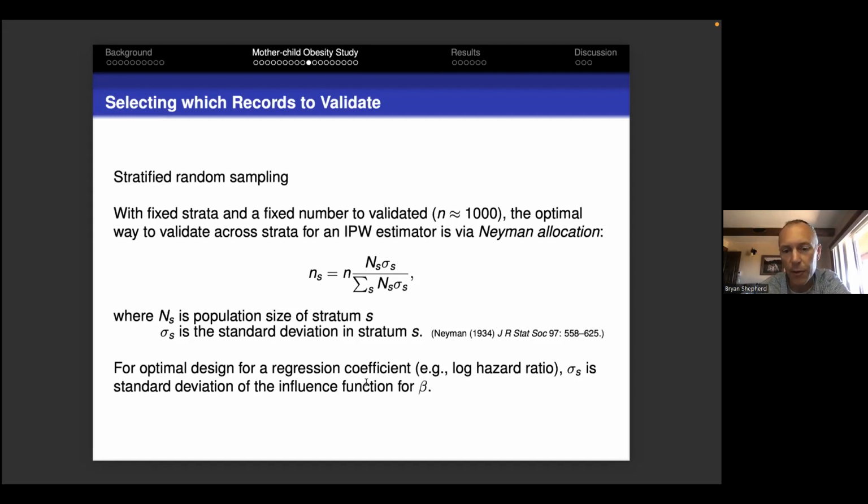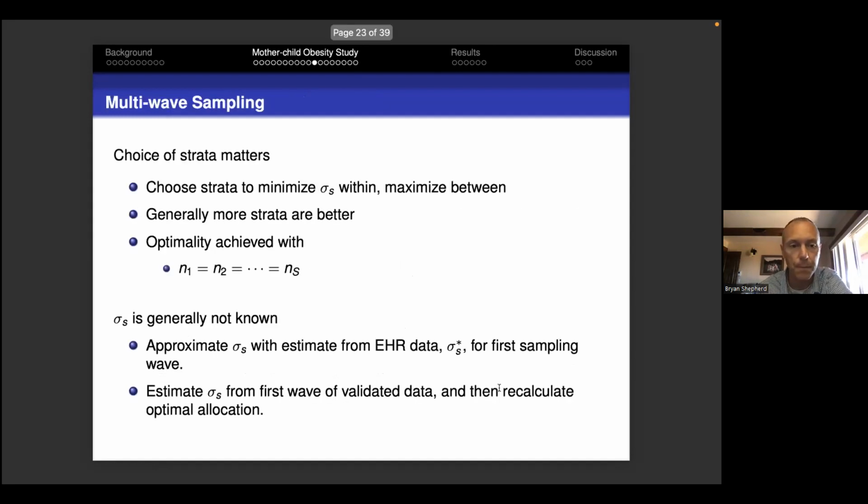Now, if we're interested in a regression coefficient, in our case the hazard ratio or log hazard ratio, sigma_s is actually going to be the standard deviation of the influence function for beta. Now, the choice of strata matters. It's good to choose strata to minimize this standard deviation within, but maximize between. Generally more strata are better, and optimality is achieved when you have equal numbers in each of those strata.